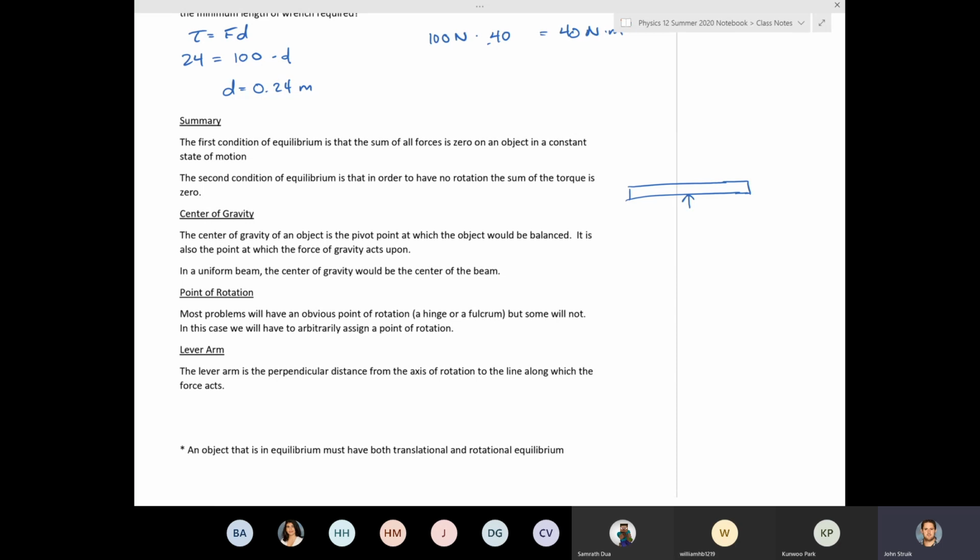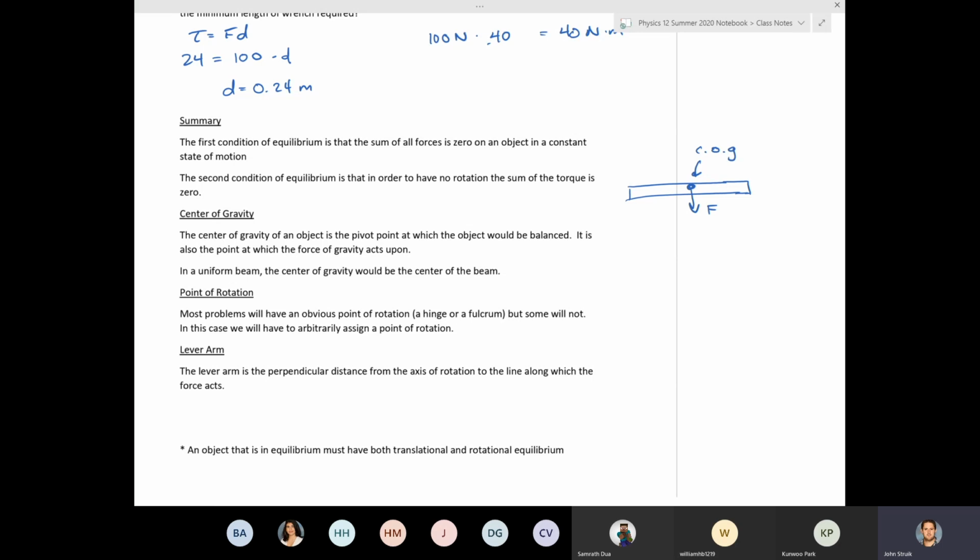So what that means is if you put your finger here and it rotates around your finger, there must be a force pulling it down that causes that rotation. But that force doesn't cause rotation when your finger is at that point. And so this point right here is the pivot point. Well, technically it's not, but we call this the center of gravity, and that's where gravity pulls down. That's where gravity acts on an object.